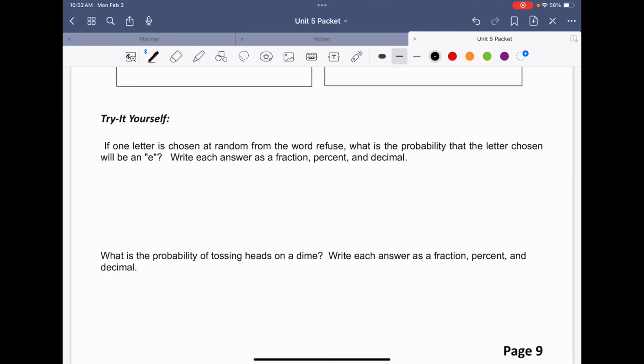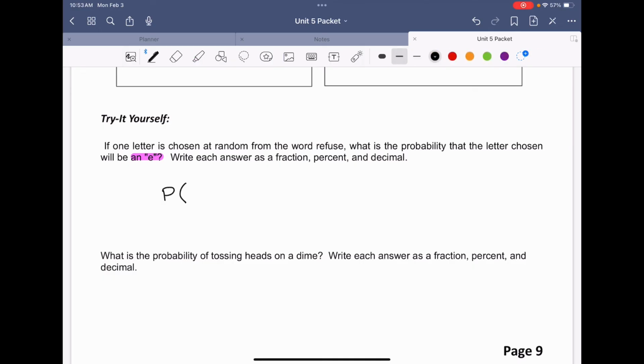Now it says, try it yourself. If one letter is chosen at random from the word refuse, what is the probability the letter chosen will be an E? Write the answer as a fraction, percent, decimal. So I'm going to let you go ahead. Please pause the video, try that one on your own, unpause the video, and check your work.